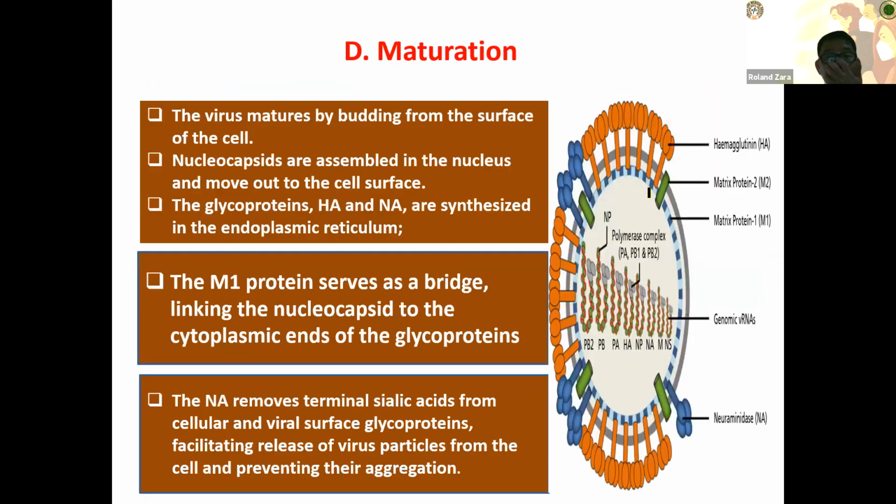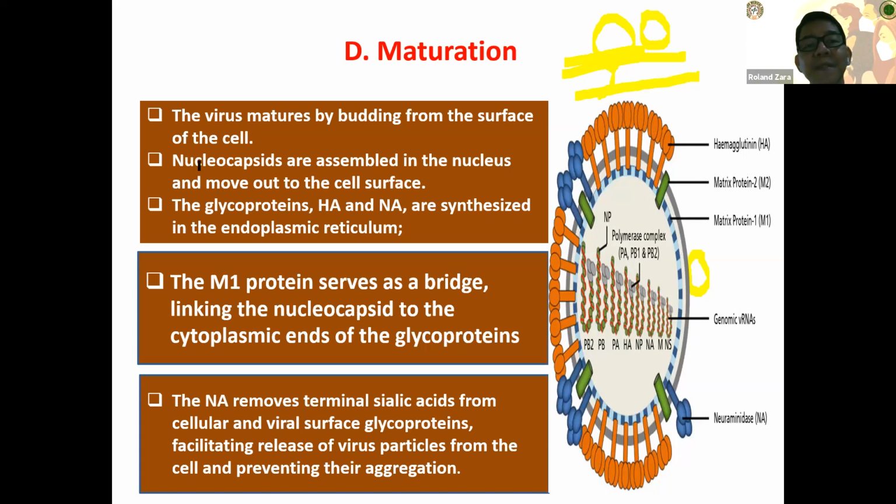Usually the virus matures. When it is ready, there is production of the new virus. For example, this is the plasma membrane and this is a new virus. This new virus will attach to the plasma membrane by budding. They bud from the surface of the cell. The enzyme sialic acid is released. They will cut this one, and this new virus will be released to infect another cell.